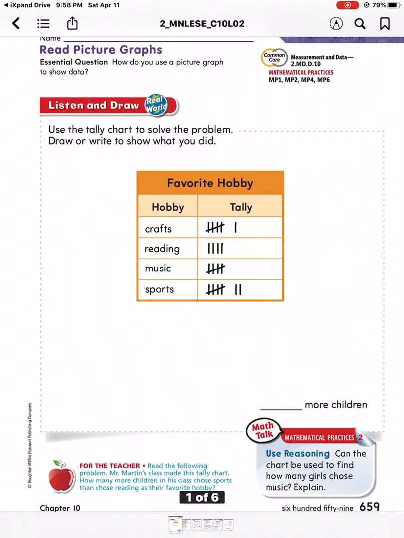Now, today we will start a new chapter. In this chapter, we will know about different types of graphs and charts. Okay? Today, we will explain two types of charts or graphs. We will see the picture graph and we will see the tally chart. It's tally, not tally, okay? It's tally chart. So, let's first see what about the tally chart, okay?